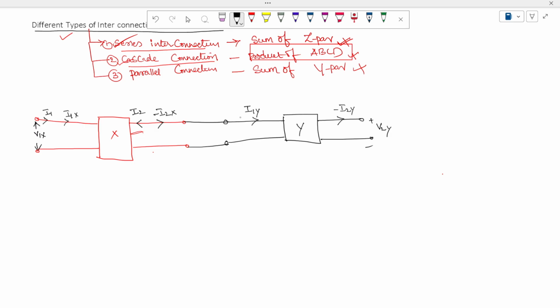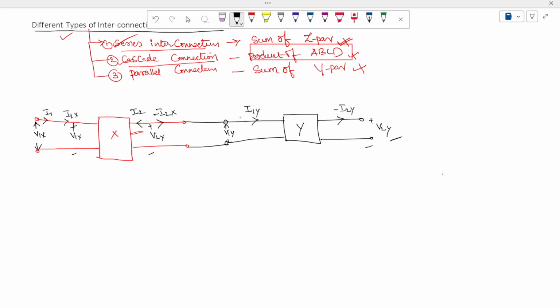And here we are going to see the relations. The voltage at this point is V1X, the voltage at this point is V2X, the voltage at this point is V1Y, the voltage at this point is V2Y. Now we are going to assume the parameters, how the voltage and the current transfer.